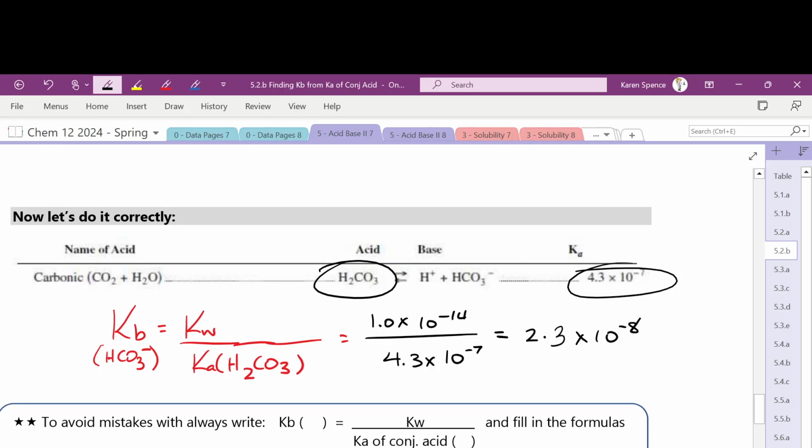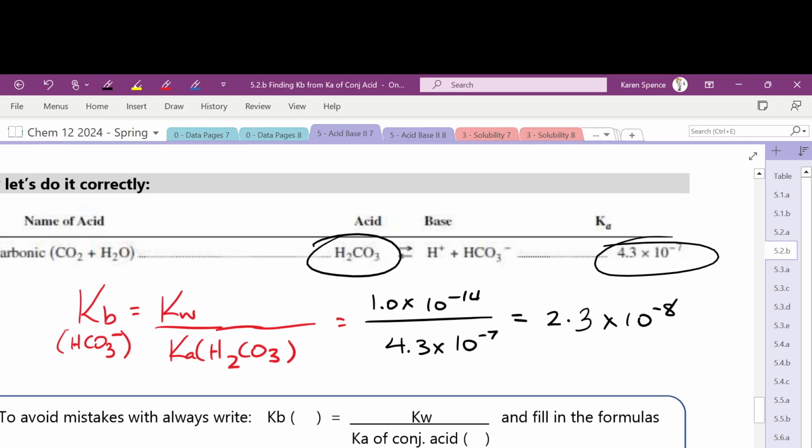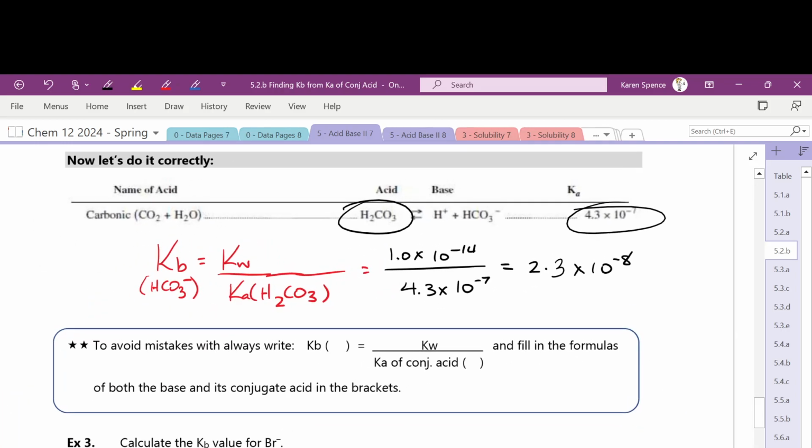So the only time to watch out for it is when you have an amphiprotic anion. You might be tempted to use the Ka of that ion rather than of its conjugate acid. Are we good? Good. All right, please do example 3.